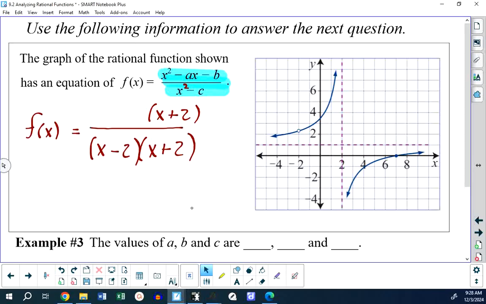We are missing something, and it has to do with this point. The x-intercept is 7. Think about what that means. It means that when you use x equals 7, this whole expression has to be equal to 0. The only way this whole expression can be equal to 0 is if the top is 0. The only way a fraction can be equal to 0 is if the top is 0. So how can x equals 7 make this 0?